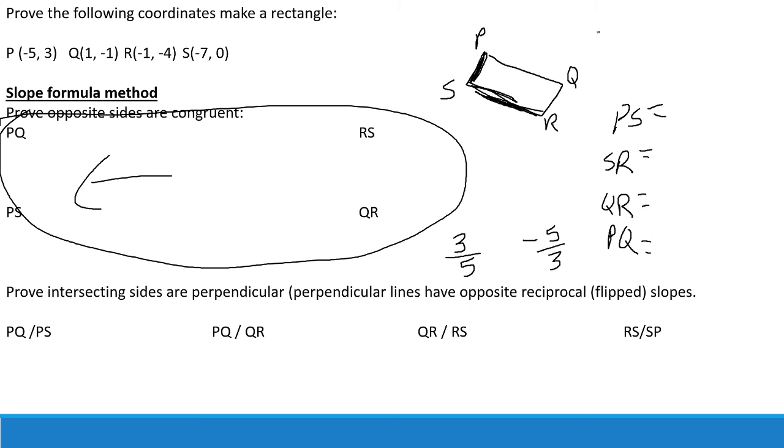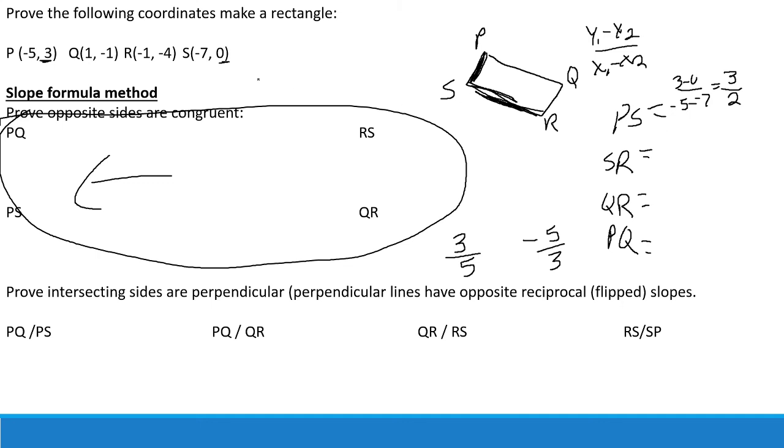And if you don't remember, the slope formula is y1 minus y2 over x1 minus x2. That's the slope formula. So for PS, again, my y's are 3 and 0. So this would be 3 minus 0 over my x's, which are negative 5 and negative 7. So negative 5 minus negative 7. That'd be 3 on top. This would be negative 5 plus 7, which would be positive 2. So 3 halves. So PS has a slope of 3 halves.